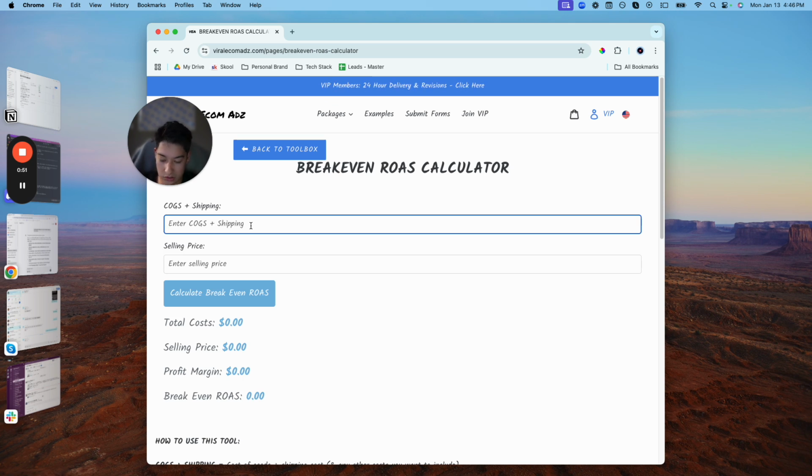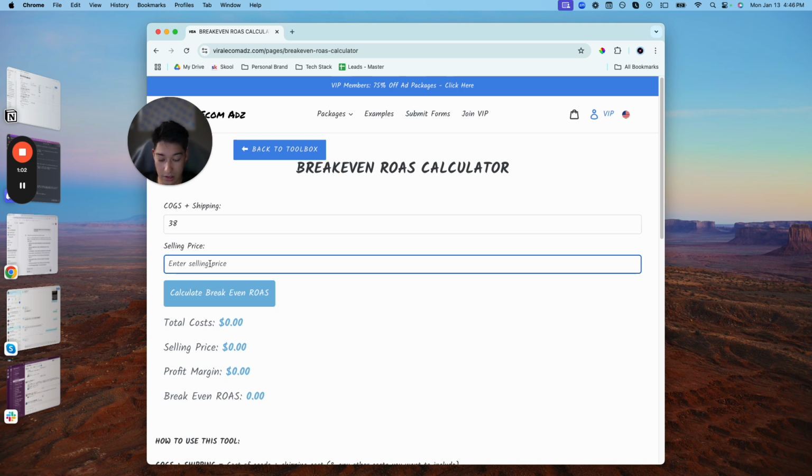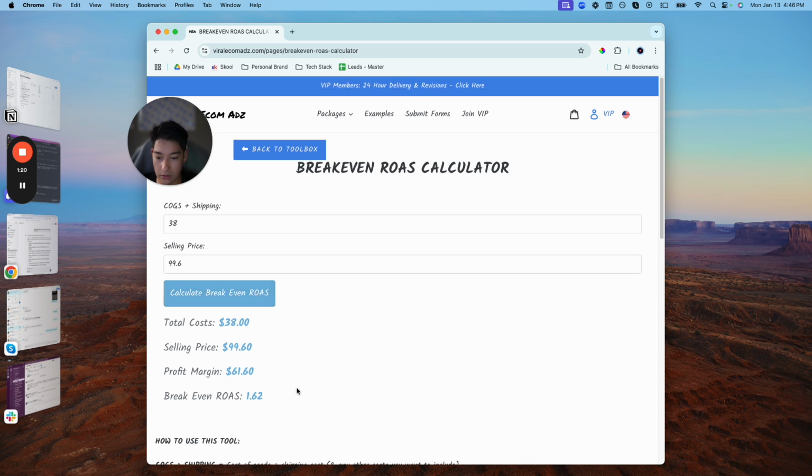So my cost of goods sold are $38. I know that price is landed from China to my customer's doorstep. This is cost of goods sold plus shipping. And I sell my product for $99.99. This will be pretty much your average order value. I know that most people buy one of my product because it's a very durable good, and the average order value is literally 99.6. So I know that my break-even ROAS is a 1.62. And to be honest, this is higher than I would like.